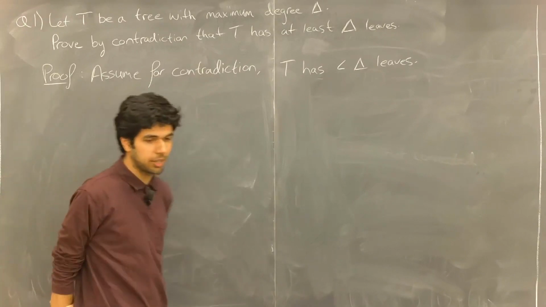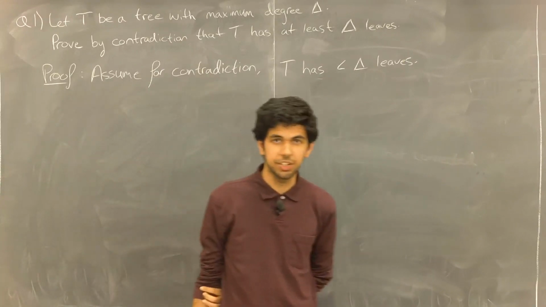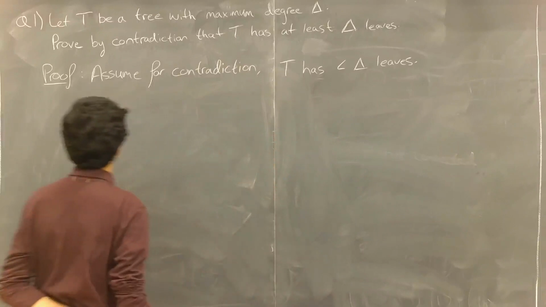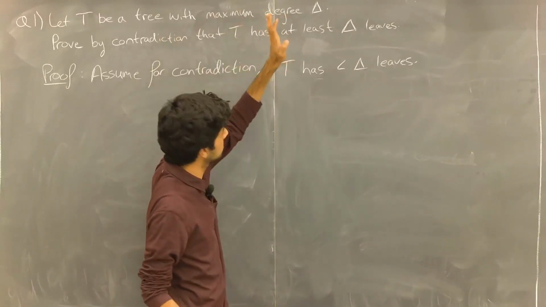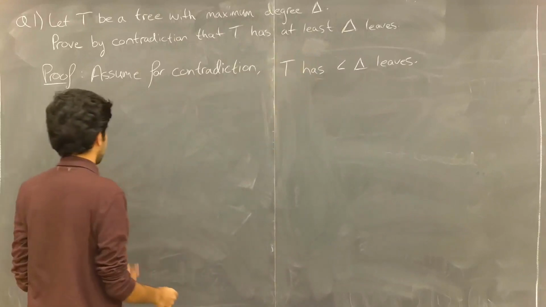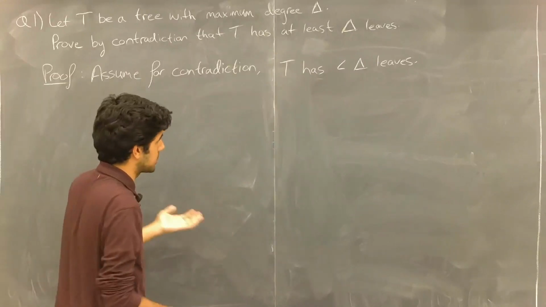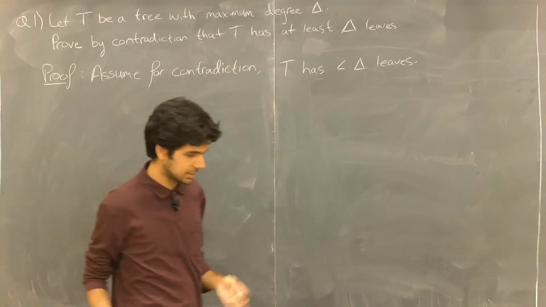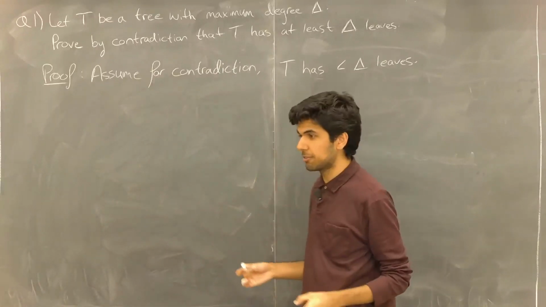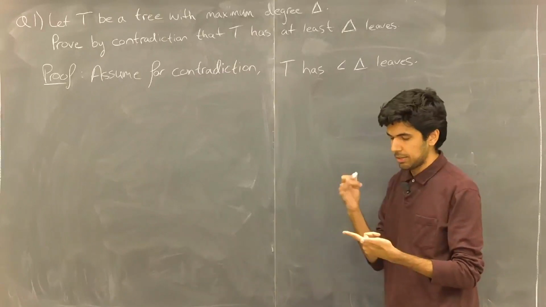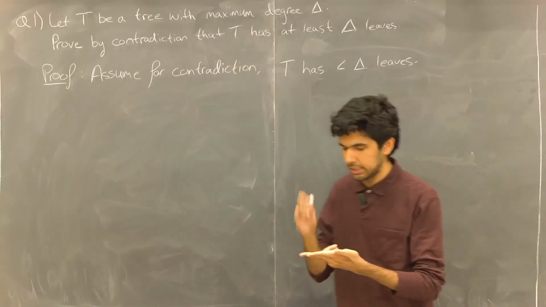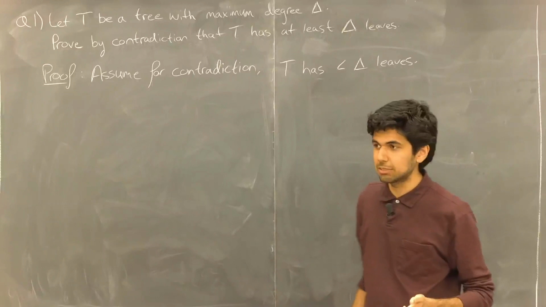Okay, so we have our contradiction statement, we have a tree to work with, let's get to work. So what do we know about this tree? It has maximum degree delta. That is just the one fact we know about the tree. What other stuff do we know about trees? It has n minus 1 edges, if it has n vertices. It's minimally connected, it's maximally acyclic, all of those things from before.